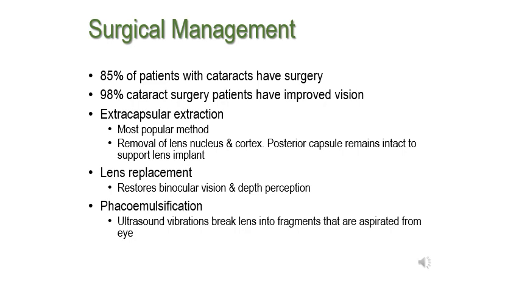So again, complications are uncommon. You can see the statistics there that 98% of patients that have cataract surgery have improved vision. So it's very, very successful. The most common is that third bullet, the extracapsular extraction. This is where they're going to remove the lens, the nucleus, and the cortex, and then they're going to put in the lens implant.